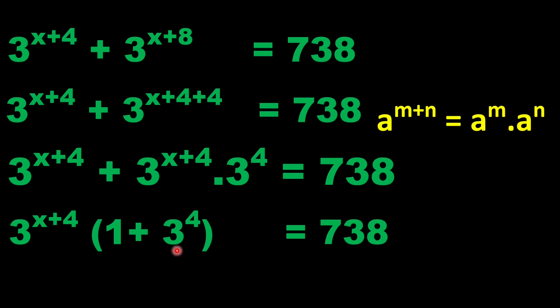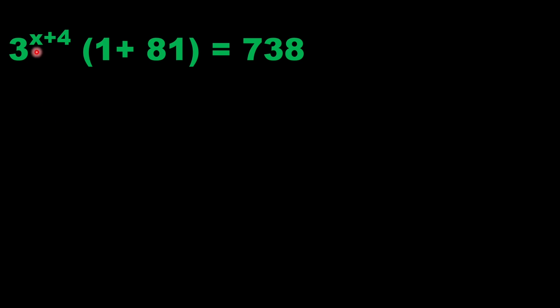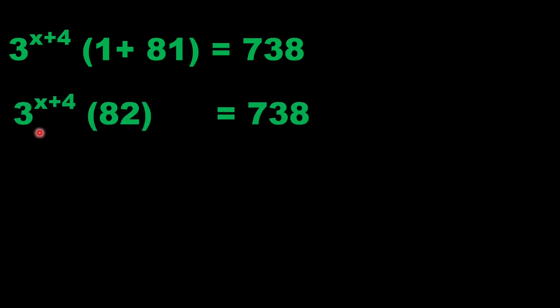Now this 3 raised to the power of 4 equals 81, because 3 times 3 is 9, 9 times 3 equals 27, and 27 times 3 equals 81. So we can write 81 here. So 3 raised to the power of x plus 4 into 1 plus 81 equals 738. So this will become 82. So 3 raised to the power of x plus 4 into 82 equals 738.